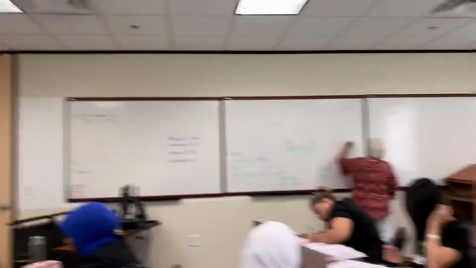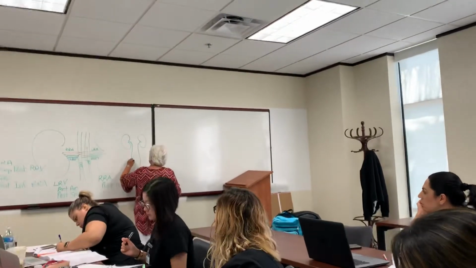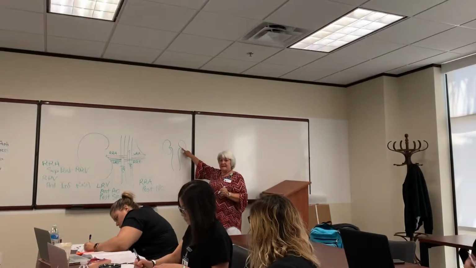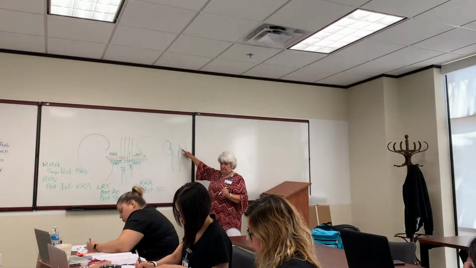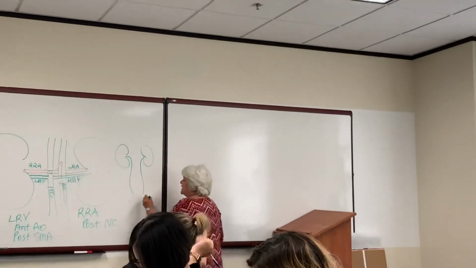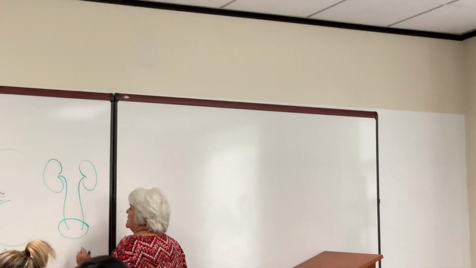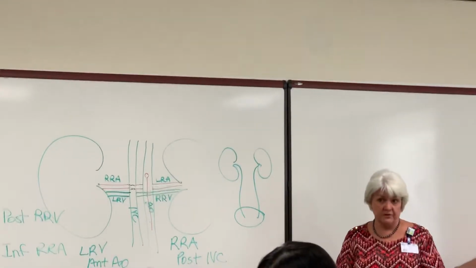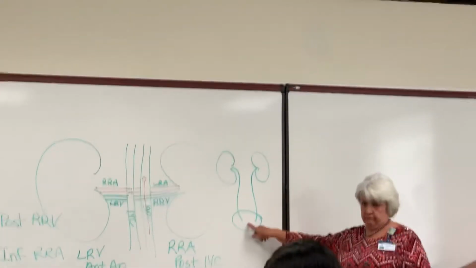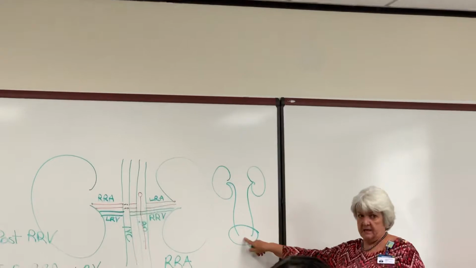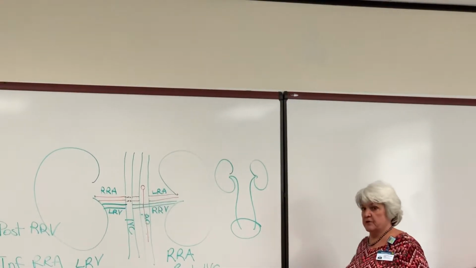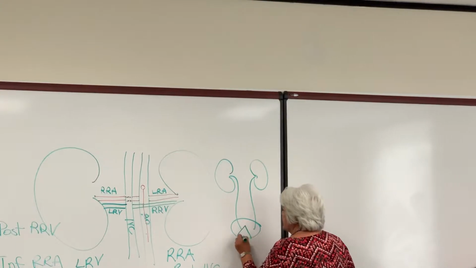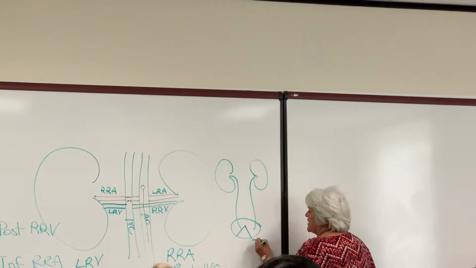And we also have ureters. Ureters drain the kidneys. The ureters drain into the posterior, inferior bladder. And that area where they drain is called the trigone.